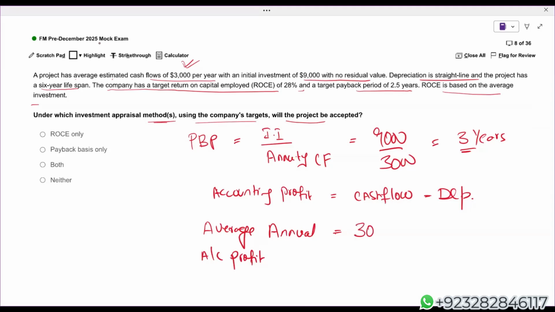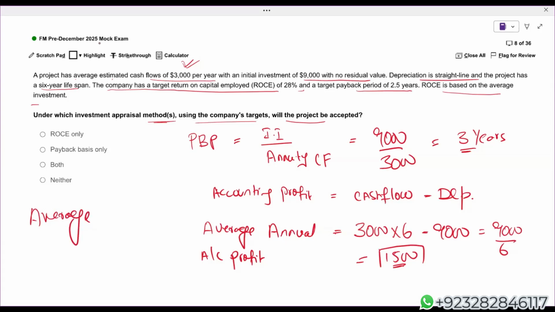Cash flow per year is 3,000. Multiply by 6. It will give us the total cash flows over 6 years. Minus the total depreciation over 6 years, which will be 9,000. So the total profit over 6 years will be 9,000, divided by 6. That will give us an average profit of 1,500. Average annual profit is 1,500. We need the average investment. Average investment means initial investment plus residual value, divided by 2. So logically 9,000, residual value is 0, divided by 2. I'll get 4,500.